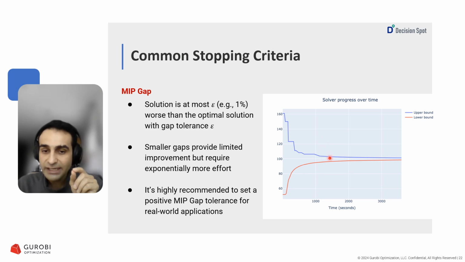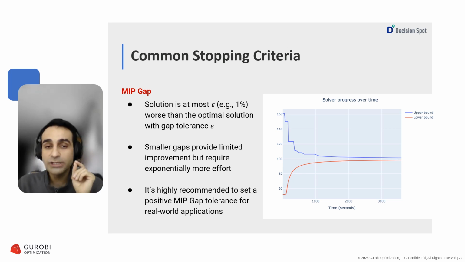Essentially, you're not getting much improvement after 1,000 seconds, and you are spending a lot of time for essentially nothing. That's why it's highly advised to set a positive MIP gap, especially in real-world applications where model size and runtime constraints matter. I cannot stress this point enough, as I have seen more examples of this than I can count.